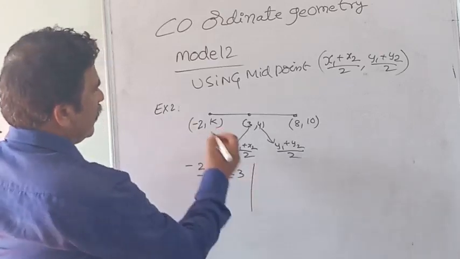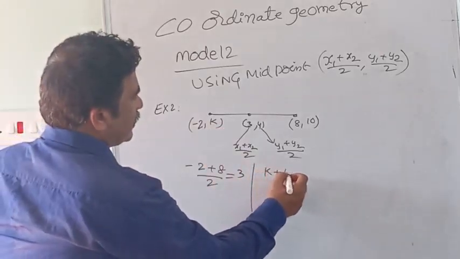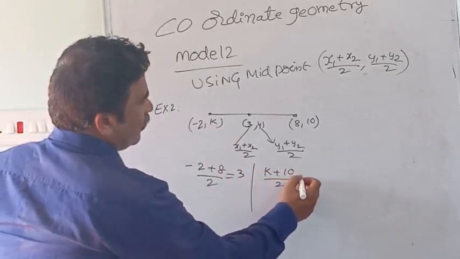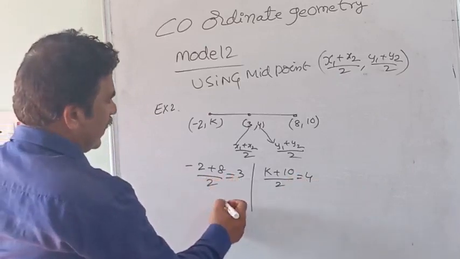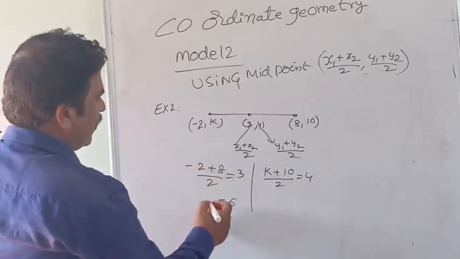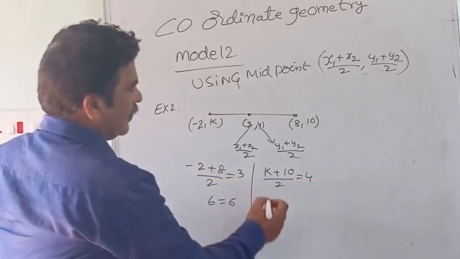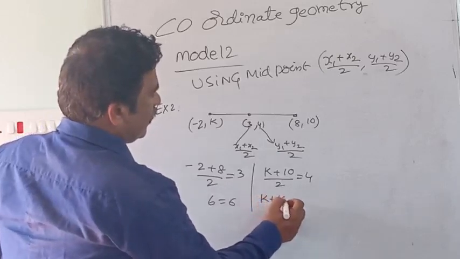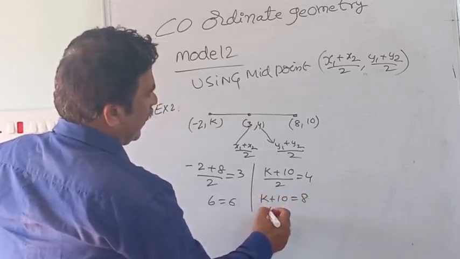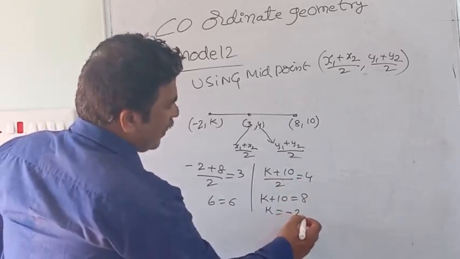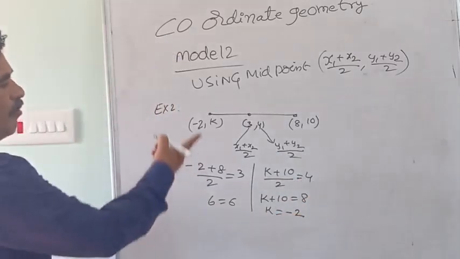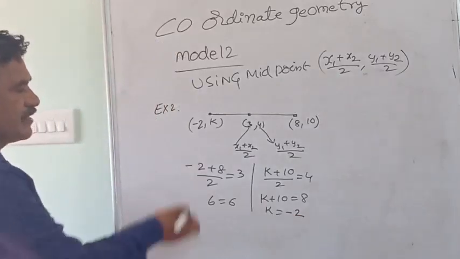Second one, (k plus 10) by 2 is equal to 4. Now see here, send to this side: 6 minus 2 plus 8 is 6. This side, k plus 10 is equal to 8, so k is equal to, sending this side, 8 minus 10, which is minus 2. By that we can find the missing value in this case.